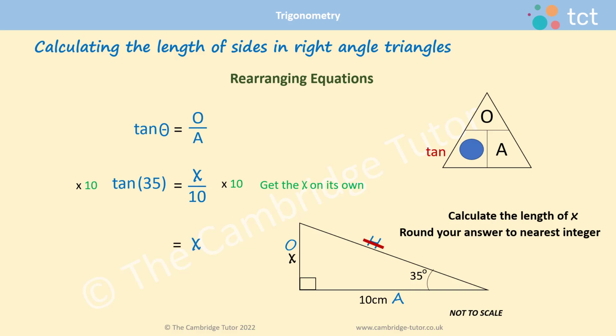Now you have x on this side of the equal sign, and on the other side you have the tan of 35 multiplied by 10. And you might remember that's what you had to put into your calculator. The tan of 35, close the bracket, multiplied by 10, and that will give you the value of x. X equals 7.002, etc. You've been asked to round that to the nearest integer, so that will be 7 centimetres.